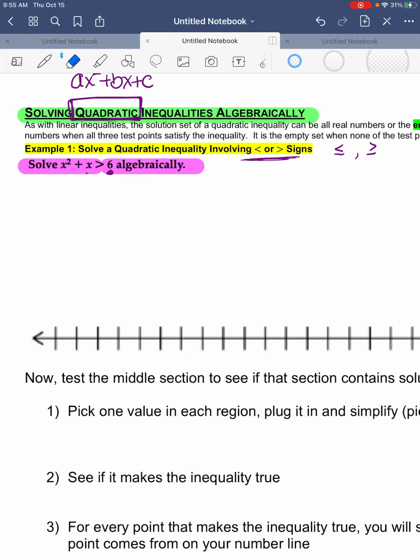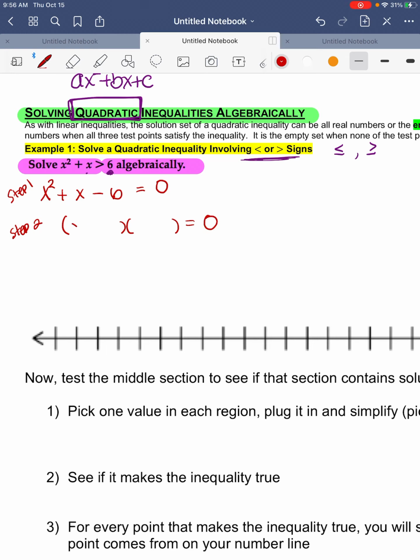So the first thing that we want to do is to treat this as an equation. In other words, I want the 6 to be on the other side. So I'm going to put x squared plus x minus 6, and then I'm going to equal it to 0. Again, I'm just treating it as if it was an equation, and you will see why I'm doing that. So step 1: make it an equation, equal it to 0. Step 2 will be to factor it out.